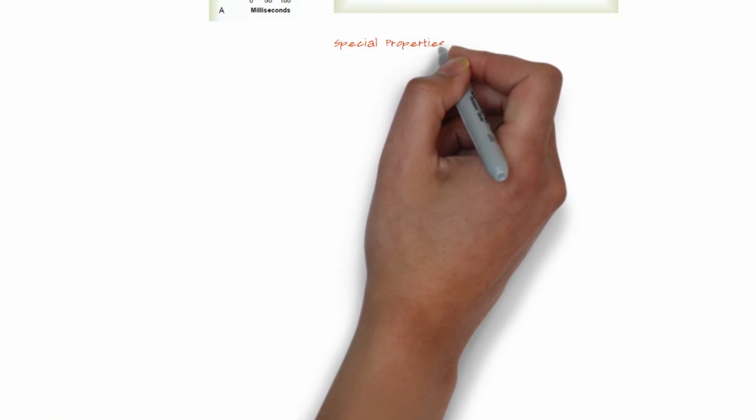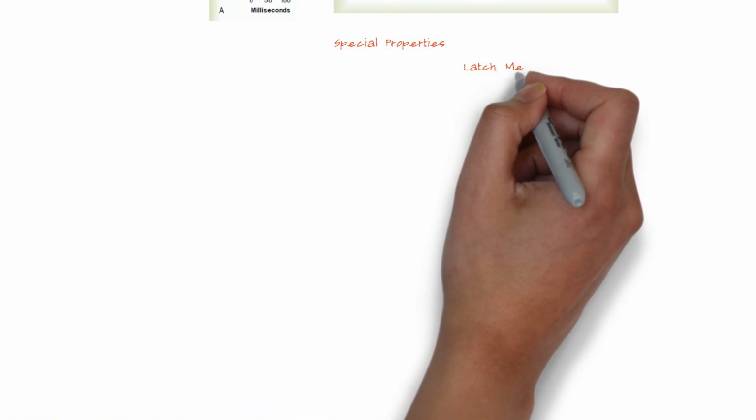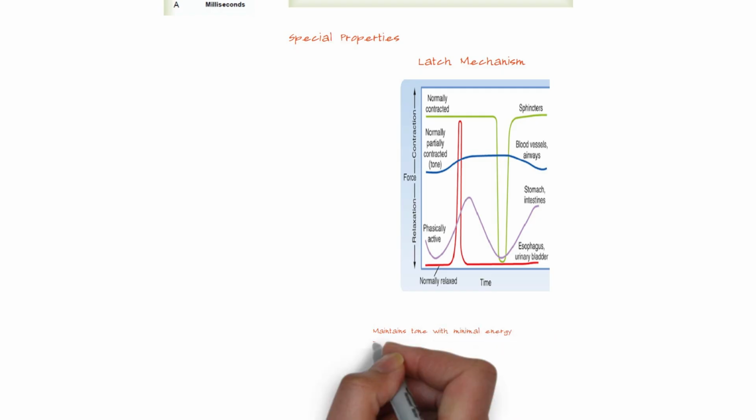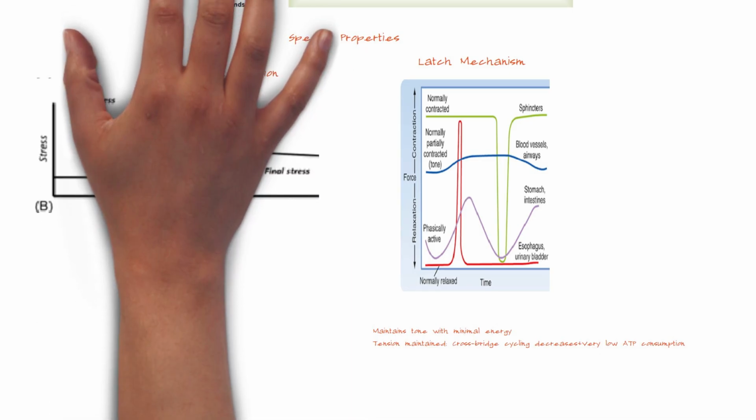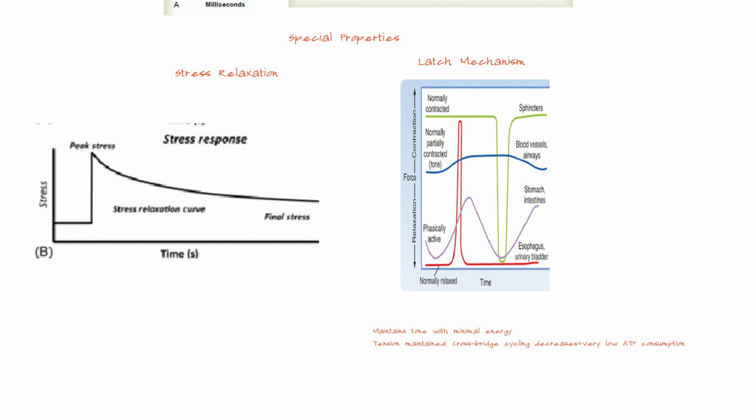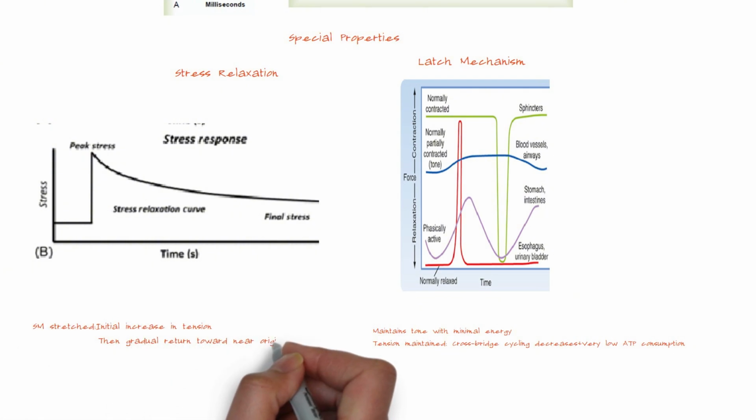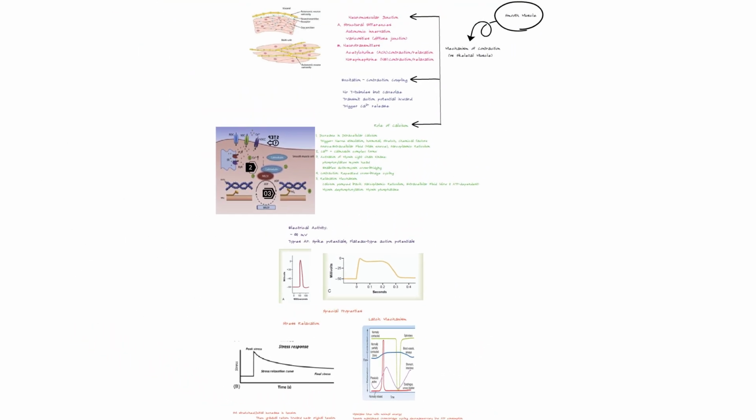At the end, we need to remember that we have two special properties for the smooth muscle. The first is the latch mechanism, which means maintaining tone with minimum energy, and this is due to maintaining of the cross-bridge and low ATP consumption. And another property is stress relaxation, or stretch relaxation: the increase in tension occurs early in the smooth muscle, and after some time it starts to decrease gradually toward the original tension.